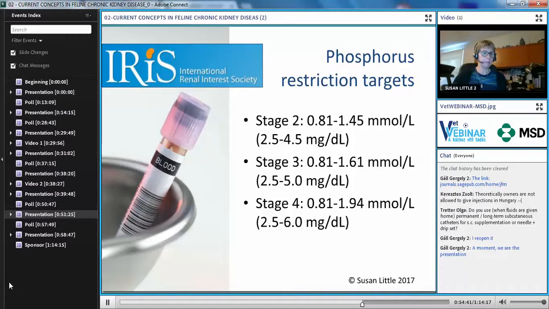So the IRIS system does give us some phosphorus restriction targets, and these targets vary a little bit by stage of disease.